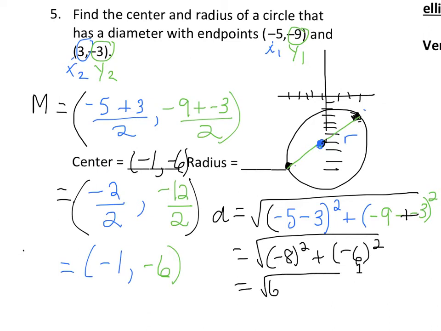So we get 64 plus 36. Whenever you square negatives, they become positive. 64 plus 36 is 100, and the square root of 100 is 10. So all the way across from one dot to the other, that's 10. But we only want half of it. We just want the radius. So half of 10 is 5. So 5 units is the answer for the radius.